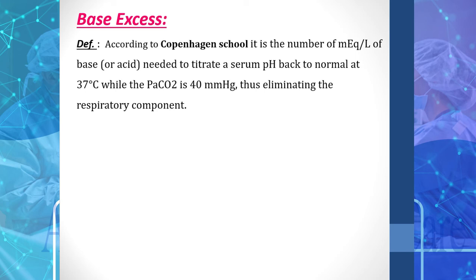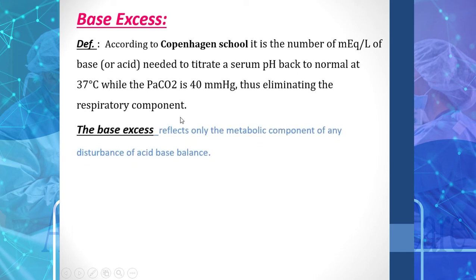So we can forget about why the name is base excess. If we remove the base, we can say it is only the number of milliequivalent per liter of acid needed to titrate the serum pH back to normal, to 7.4. It will be much easier. So it is just the amount of acid needed, either we need to add it or we need to remove it from the serum to return the pH to 7.4.